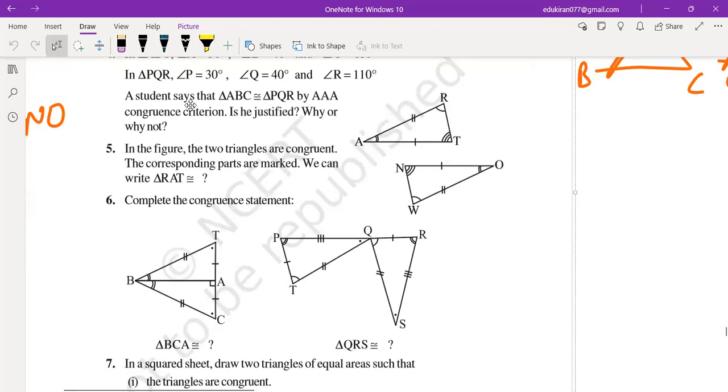Okay. So the fifth question says, in the figure, the two triangles are congruent, right? The corresponding parts are marked. We can write this equals to this. Clear? So these two triangles are there. Then what you need to do, you need to prove them congruent. Once you prove them congruent, then you will write that this triangle is congruent to whatever triangle it is. Clear? Clear, ma'am. Everybody?